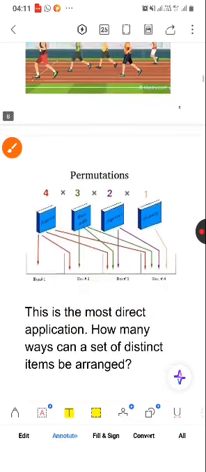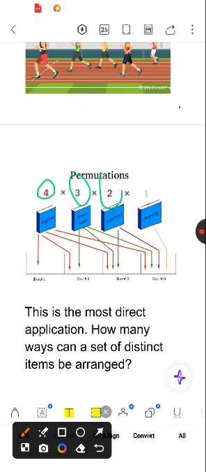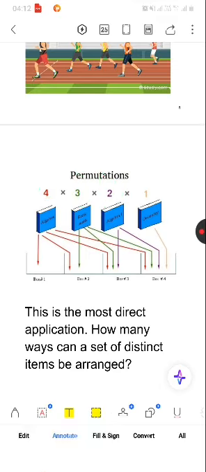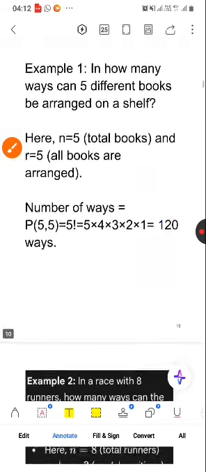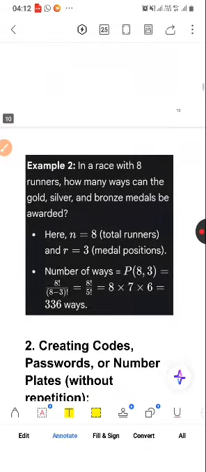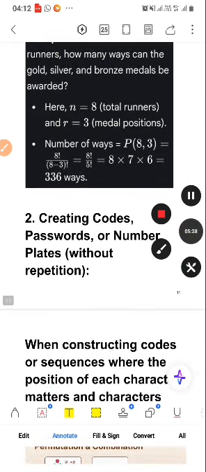We proceeded to talk about some examples under the application. Here we have 4 books, and we are required to find how many different ways they can be arranged. Since there are 4, we started from 4, so 4, 3, 2, and then 1. So always start from the highest number factorial, then you can get your answer if it is a permutation question.